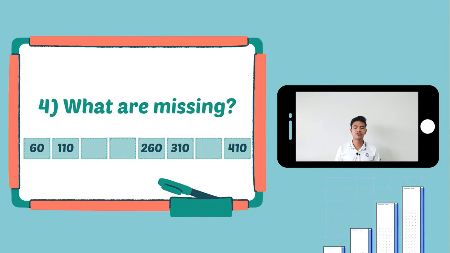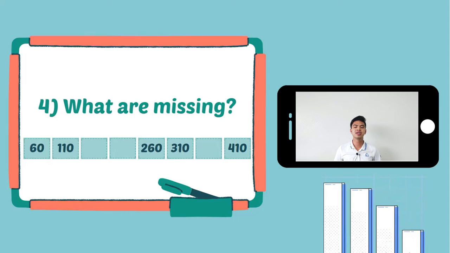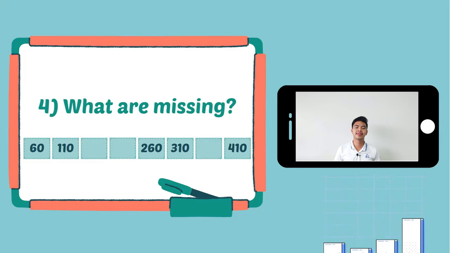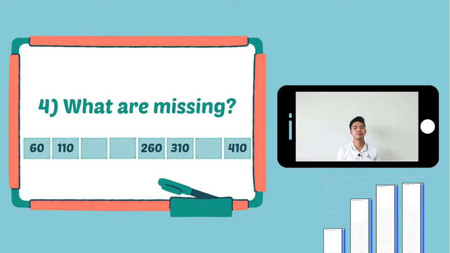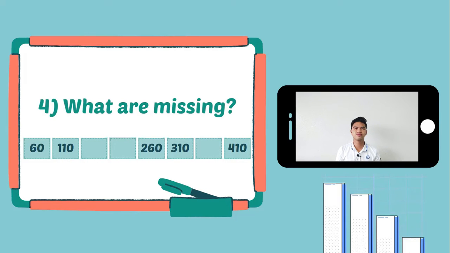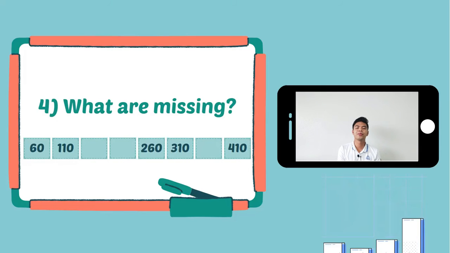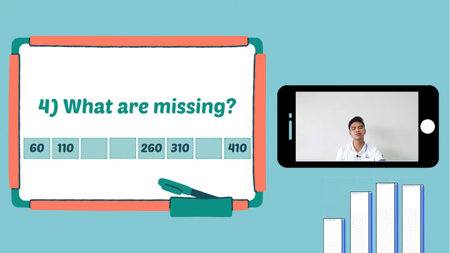Alright. So, for the number 4, we have the numbers 60, 110, blank, blank, 260, 310, and then blank, and then 410. So, what do you think are the missing numbers? Alright, so to find out that, we're going to find the difference first with the first two numbers. So we have here 110 and 60. So 110 minus 60 is equal to 50. So 50 plus 110 is equal to 160.